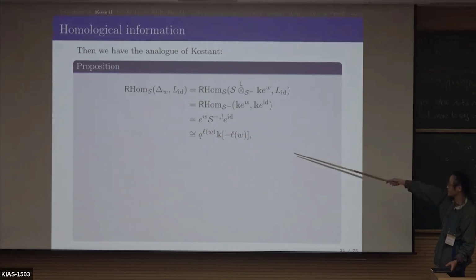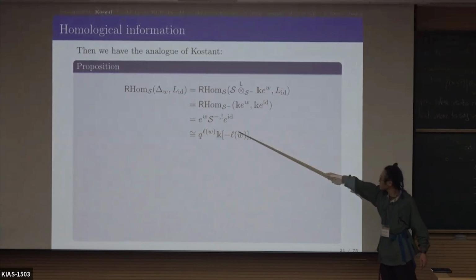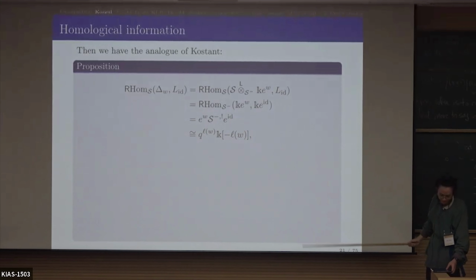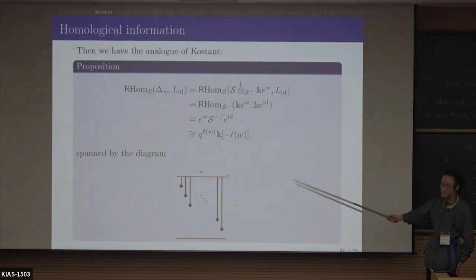And it turns out that thing is concentrated in 1 degree. This is the homological degree. This is the Zergel degree. It's a single copy of the ground field, and it's spanned by this diagram. So this is the analog of Kostant's theorem on Lie algebra cohomology.